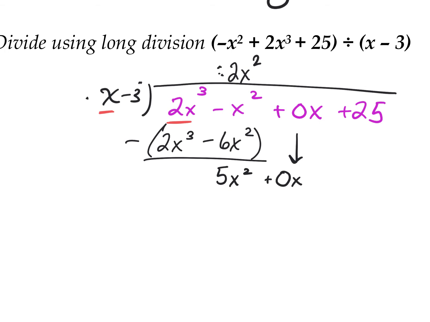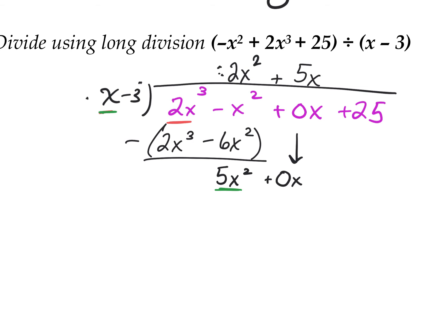So again, I ask myself, how many times does x go into 5x squared this time? What would I have to multiply x by to get 5x squared as a result? 5x. Why did you say 2? Not sure. I don't know. I was looking at a 2x squared. Oh, that's okay. So it's going to be 5x. Why is it going to be 5x? Because x times 5x gets us 5x squared.